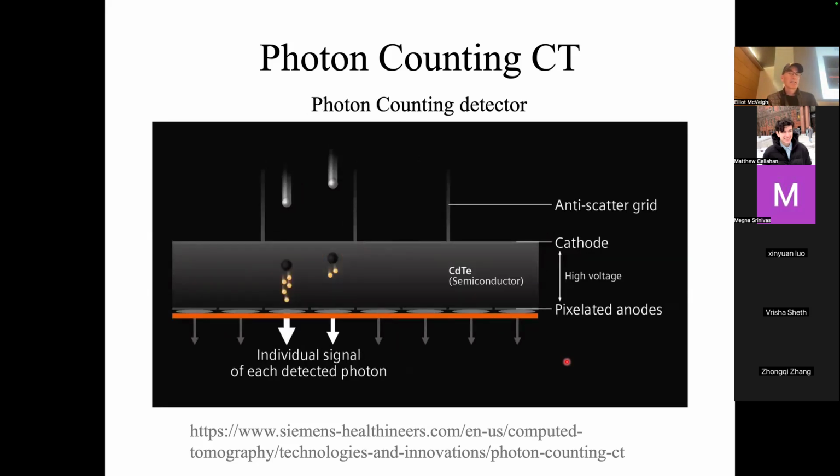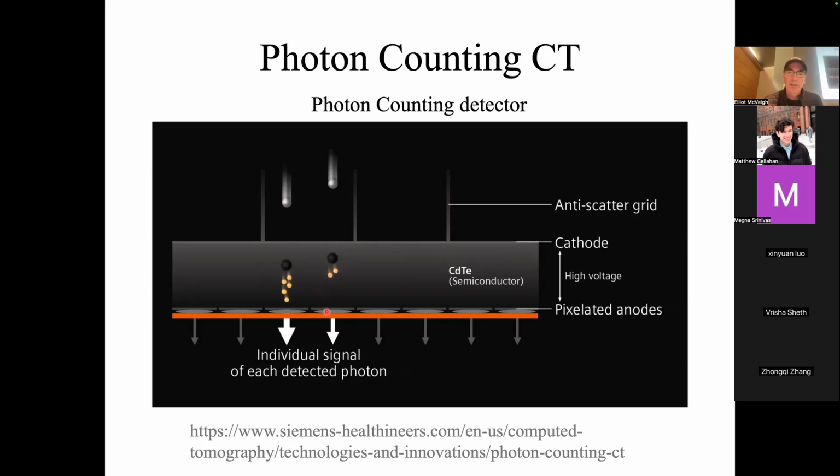Photon counting detectors work slightly differently and have some advantages. The first advantage is that the photon interacts directly with a cadmium telluride, or there are other materials, but it's a semiconductor. It interacts directly with it. It doesn't create a light flash. It creates an electron cloud. So when it hits the detector element, a tiny little burst of electrons is created.